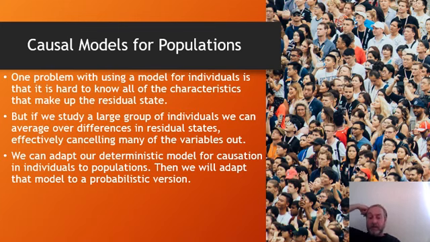If the cause creates the effect in one but not in the other, we tend to assume, oh, there must be some difference in the residual state. But then what is it? How do we know for any individual? We can't elaborate the whole residual state.